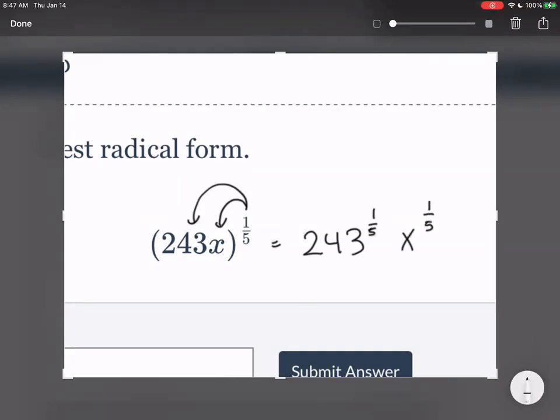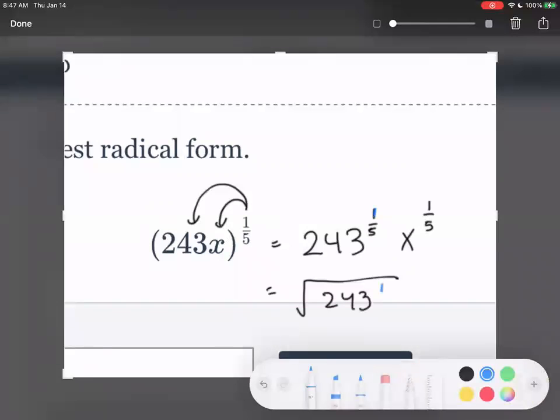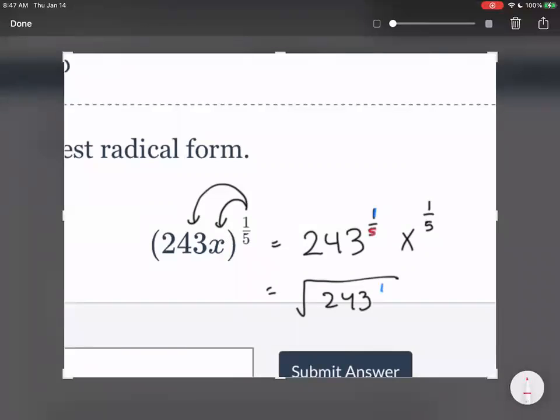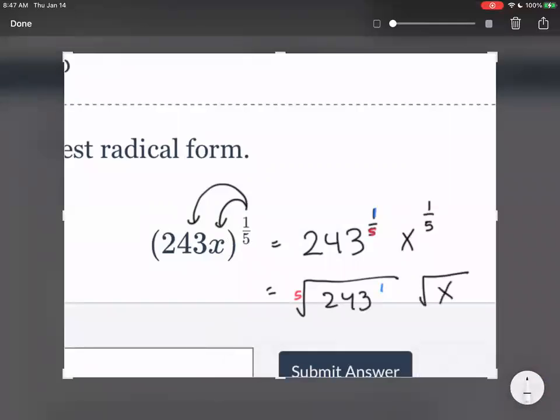Okay, so then let's rewrite it in a radical. 243 to the power of 1, and it is a 5th root. And same thing with the x, but I'm just going to write it as a separate radical for now. X to the power of 1, and it's also a 5th root. Okay, so 243 to the power of 1 is just 243. So we're going to see, is there a 5th root of 243?